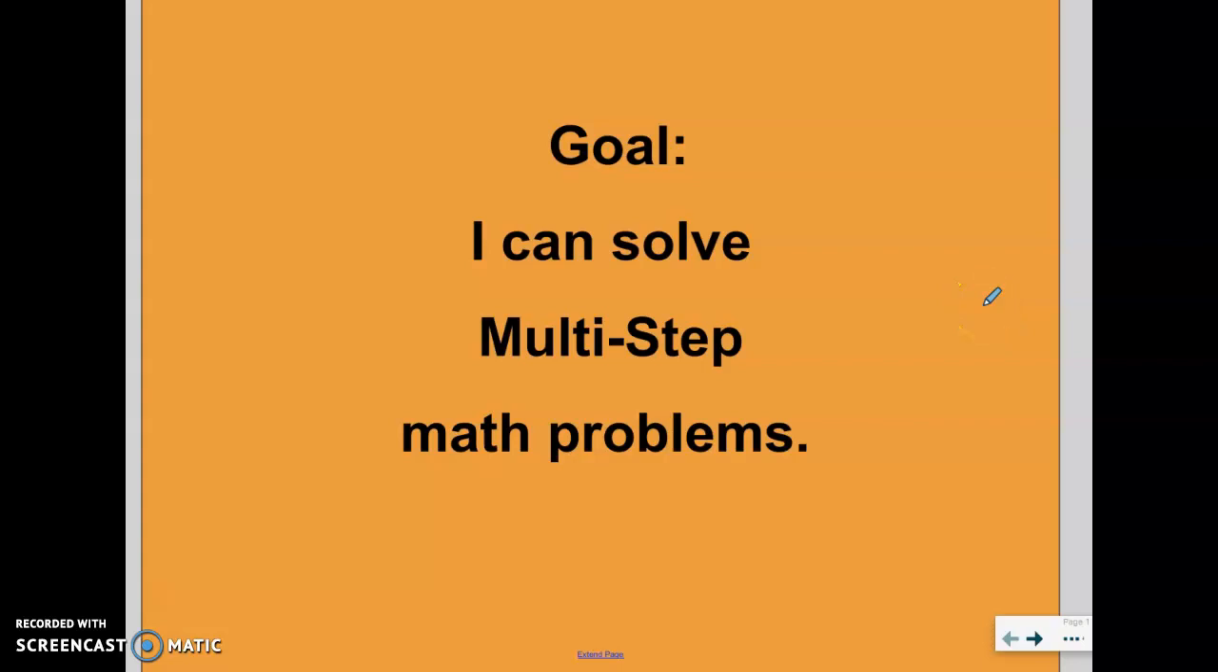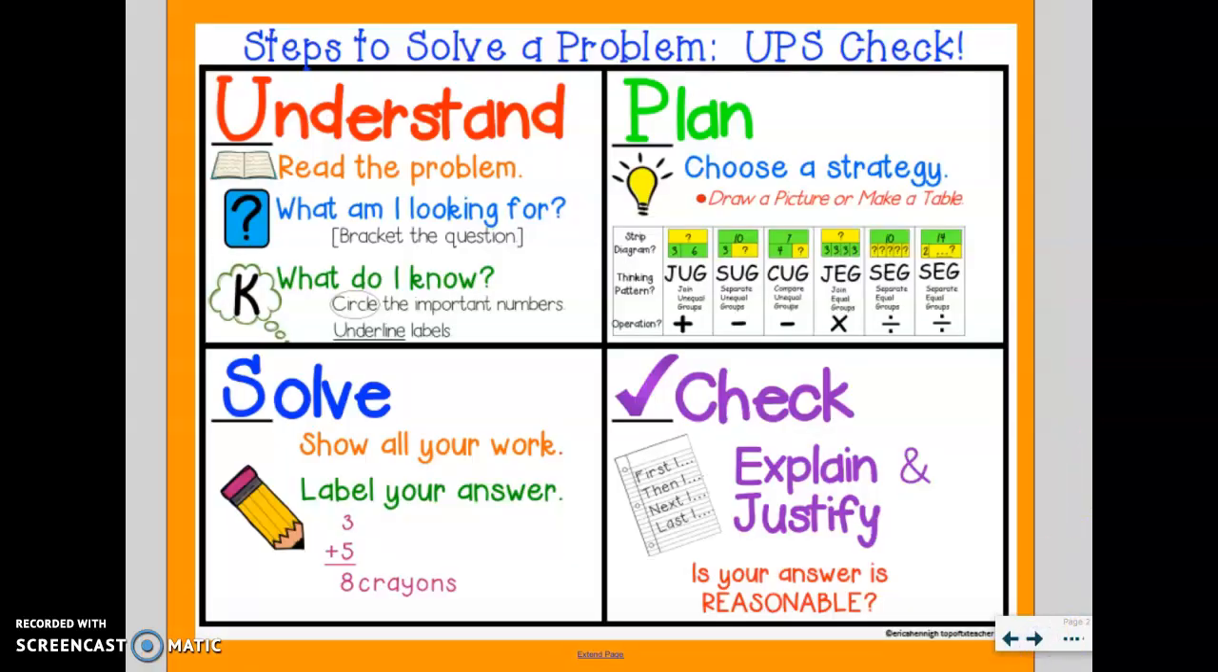Today your goal is I can solve multi-step math problems. Let's quickly review our steps for solving problems. We call this the UPS check strategy. The first step is to understand. What are you looking for?